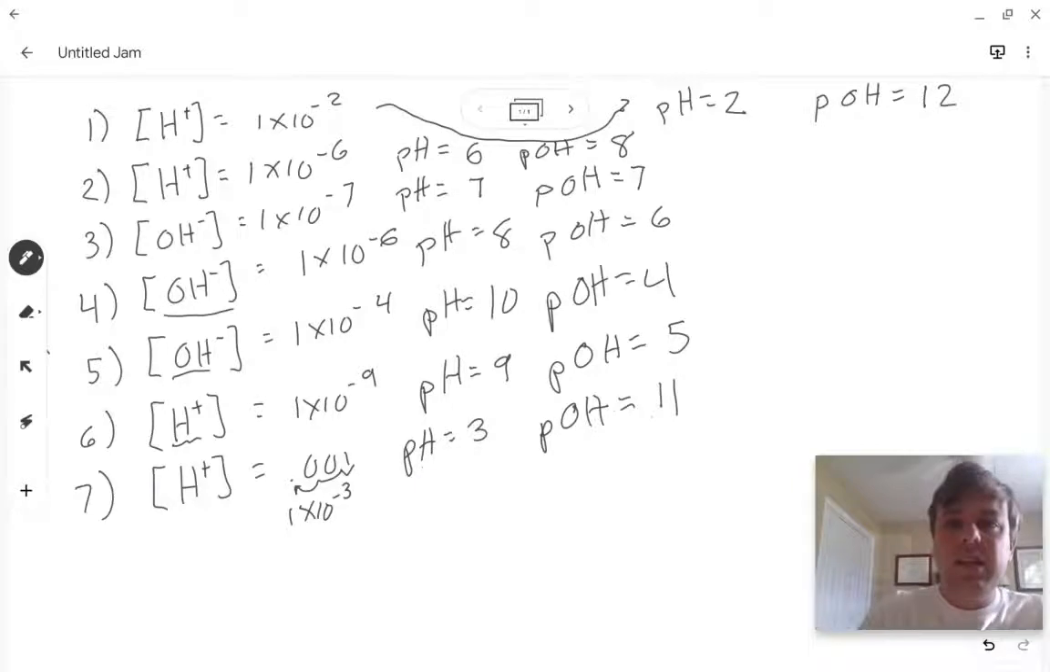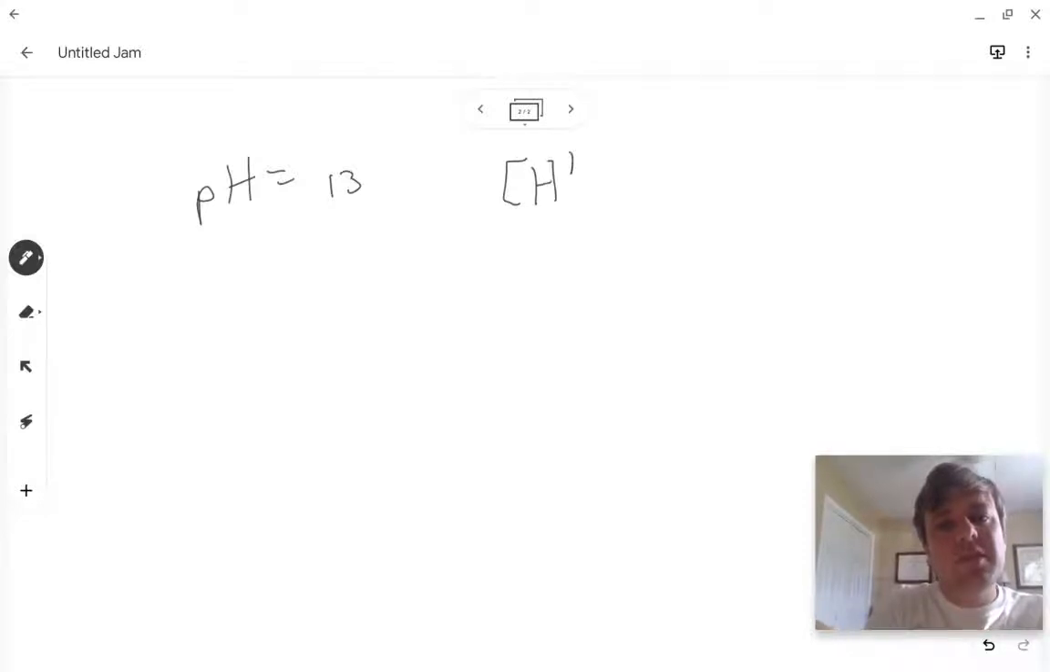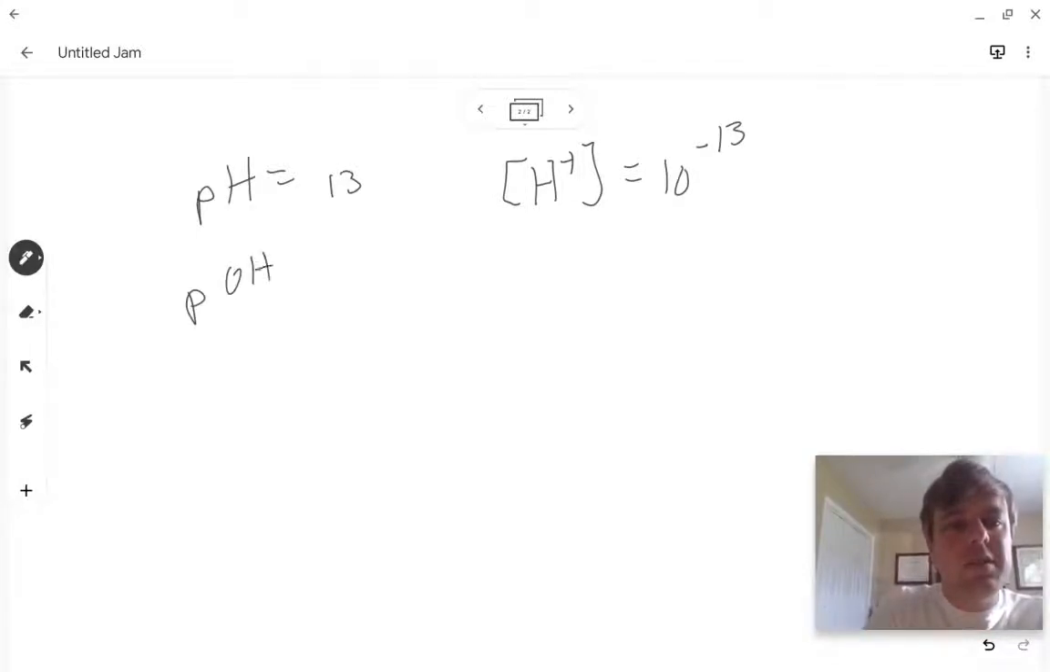So if I told you that your pH was, I don't know, 13, then your H plus concentration is 10 to the negative 13. That would also mean that your pOH is 1 and your OH minus concentration is 10 to the negative 1.